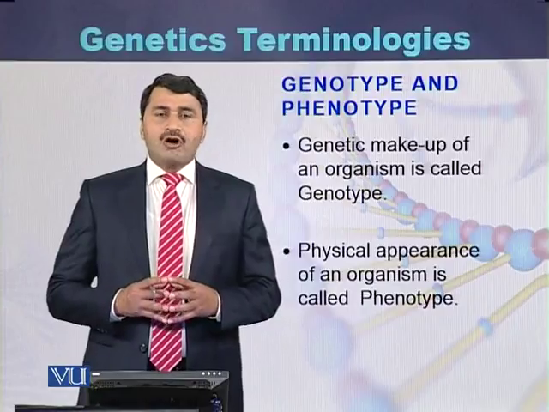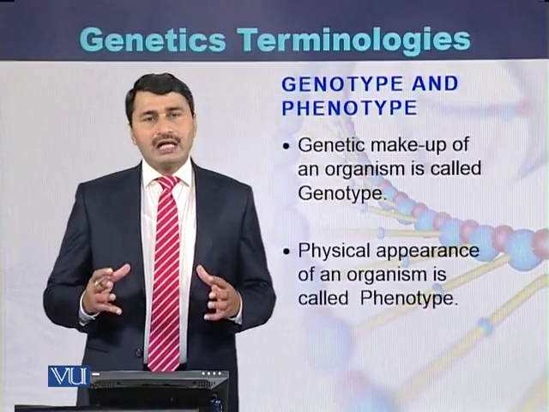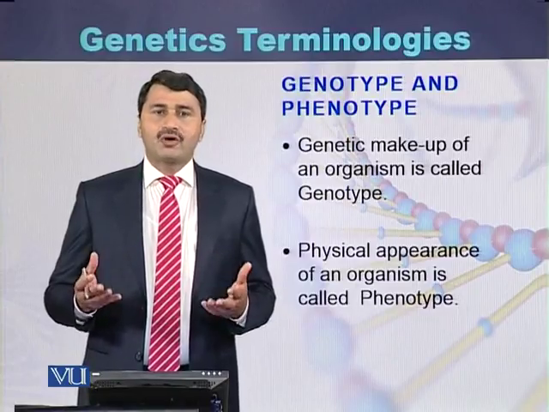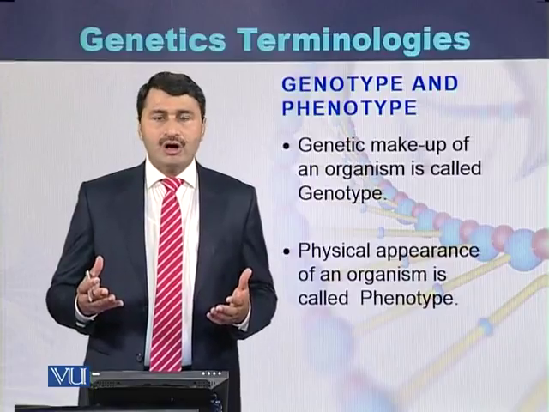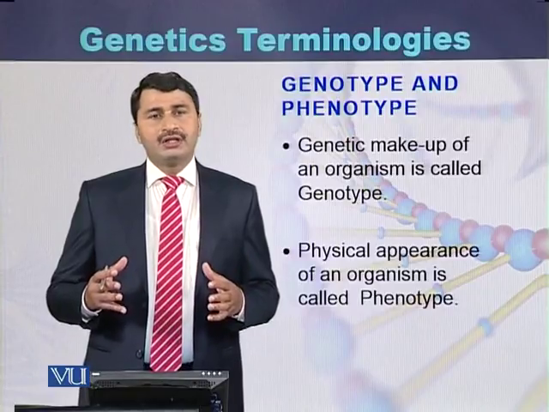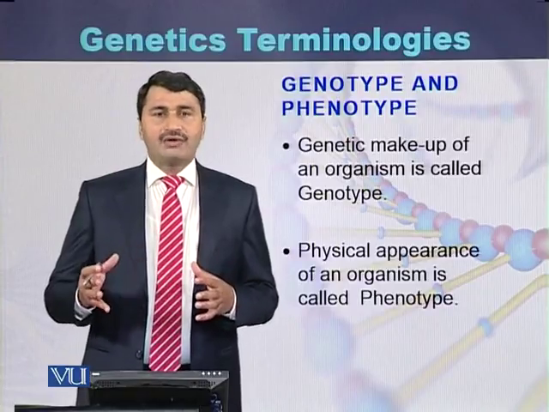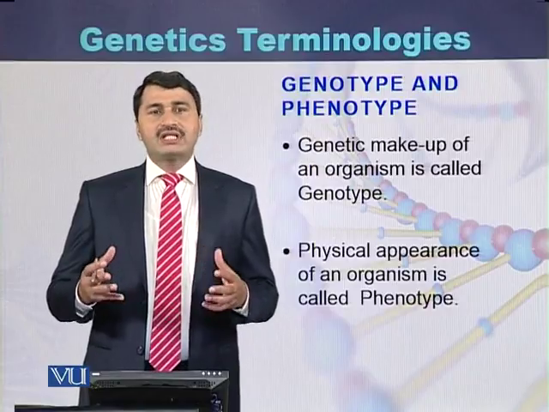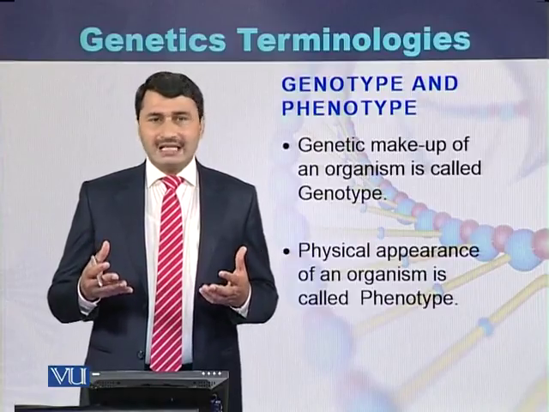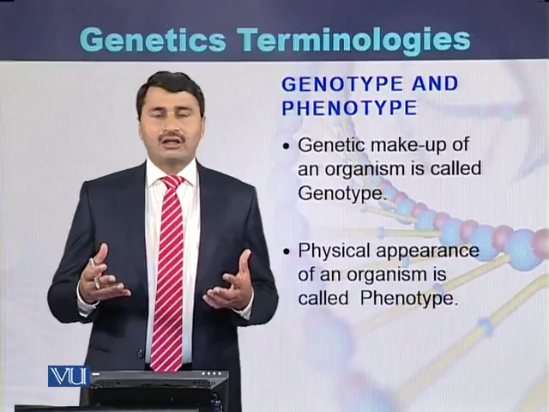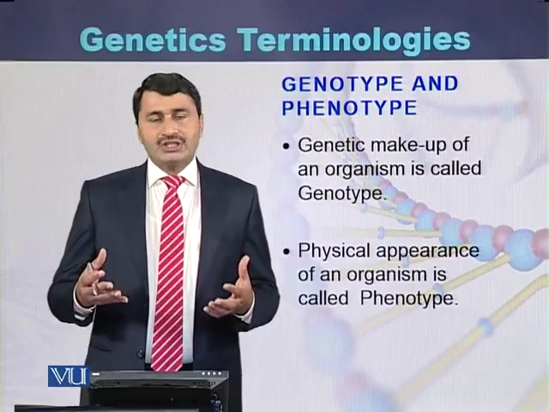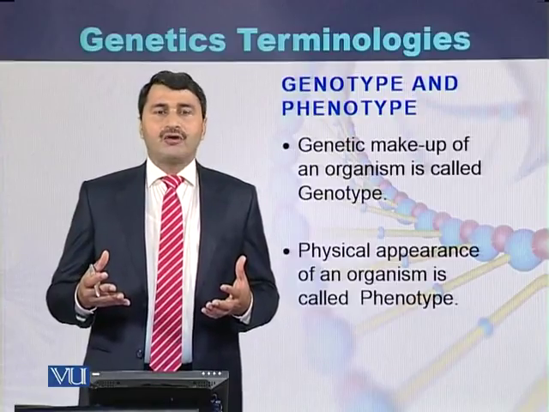What is the meaning of genotype and phenotype? Genotype is the genetic makeup of an organism, like the number of chromosomes, the number of genes, or the sequence of those genes in a particular organism. While the physical appearance of that individual, like the height, the skin color, or the color of the eyes, these are the physical appearance and are called the phenotype of that individual.